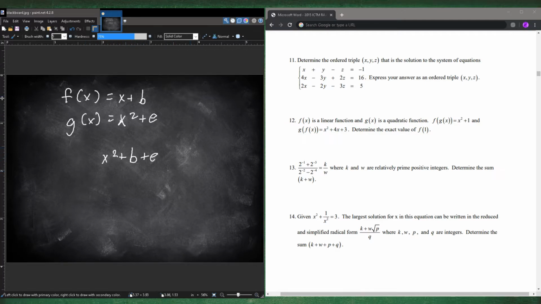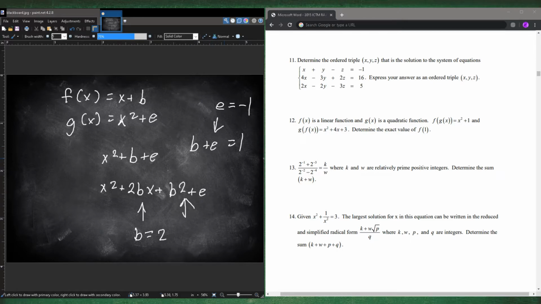So if we plug in x squared plus b plus e, g of x into f of x, that means b plus e has to equal 1. So b plus e is equal to 1. And we plug in f of x into g of x, that's x squared plus 2bx plus b squared plus e. That has to be equal to our x squared plus 4x plus 3. So b has to be equal to 2 because 2b has to be equal to 4. So b is equal to 2. So if b is equal to 2, that means e is equal to negative 1, which makes sense because this entire thing has to equal 3. So that's 4 minus 1, that's 3.